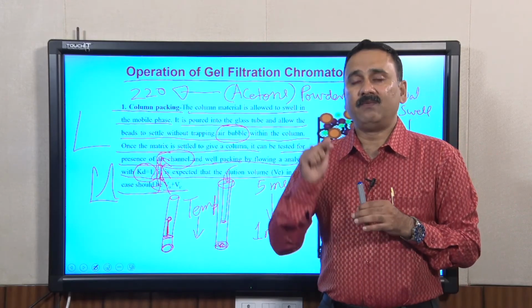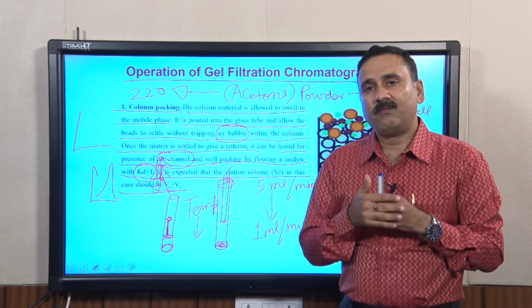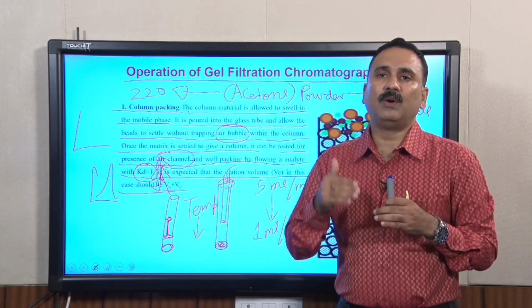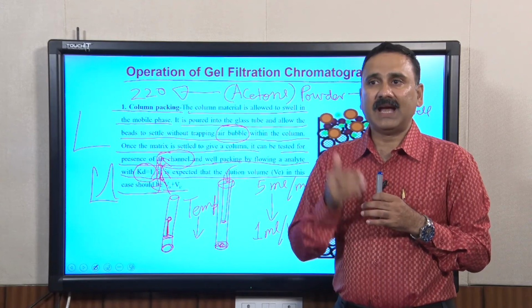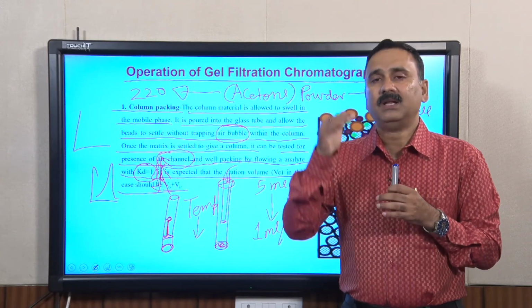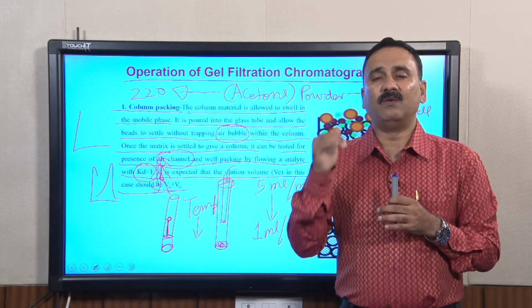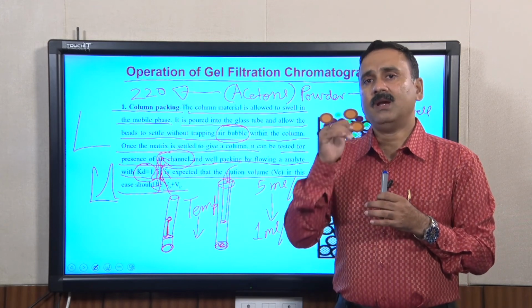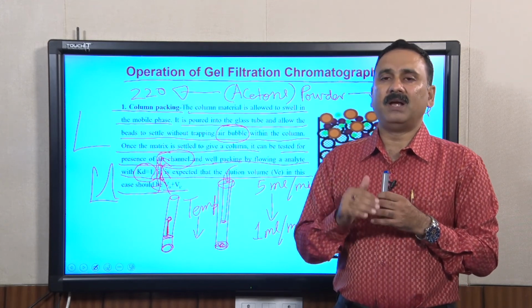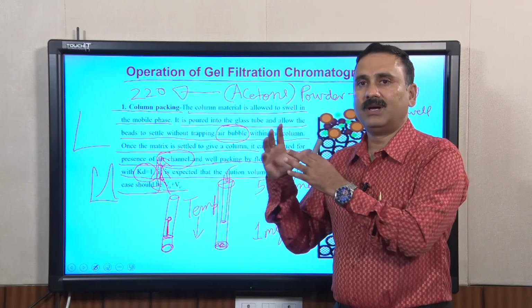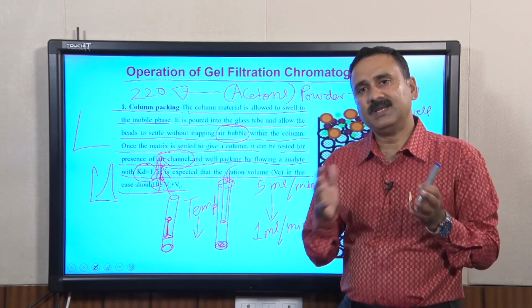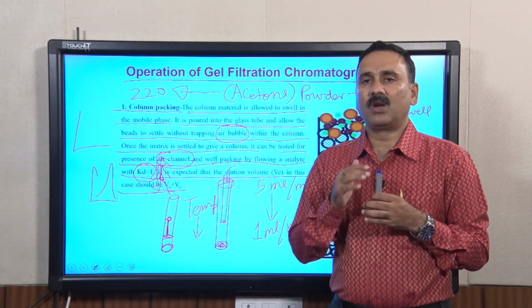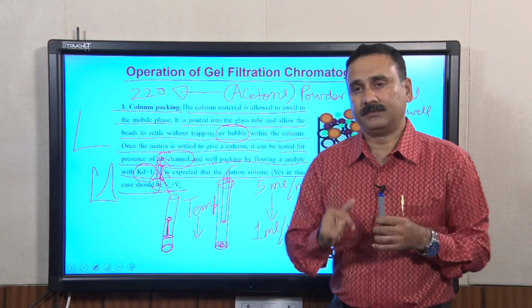Other than that, if you would like to avoid air bubbles or channels, you also have to use water which is degassed. What is meant by degassed is that you reduce the amount of dissolved oxygen. You can do degassing simply by putting the liquid under vacuum, or you can also do sonication. Both of these processes remove the oxygen from the water.